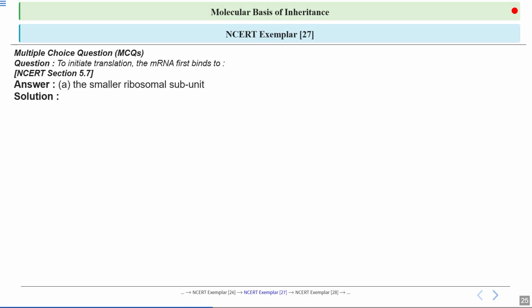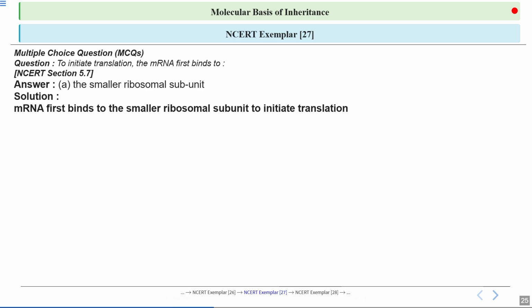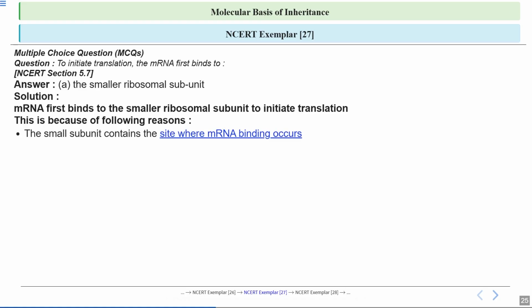Clear? So what is happening here? The mRNA will first bind to the smaller ribosomal subunit to initiate the translation. Then what will happen? This small ribosomal subunit will scan the messenger RNA. Okay, and it will locate the initiator codon, which is AUG, and then the transfer RNA will also recognize this initiator codon AUG, and then the large subunit will come and the complex will be completed.